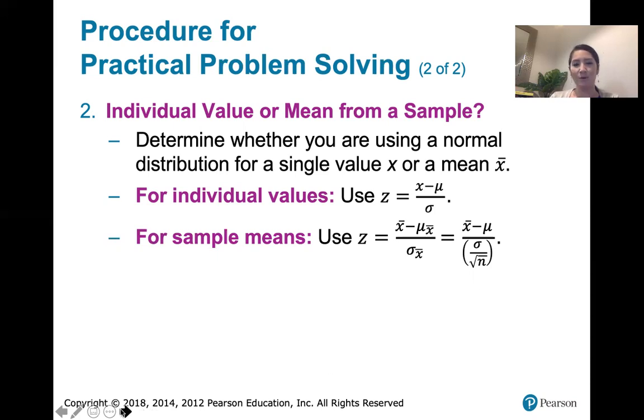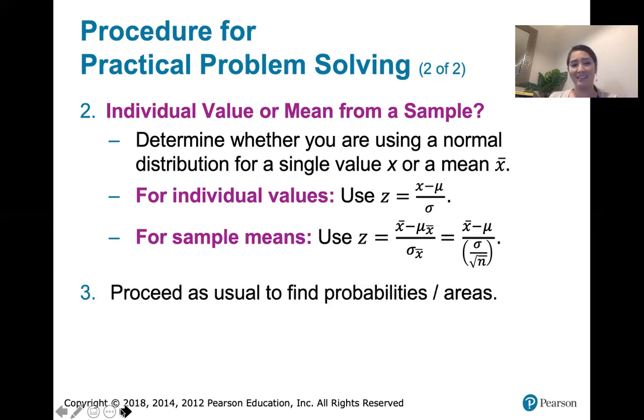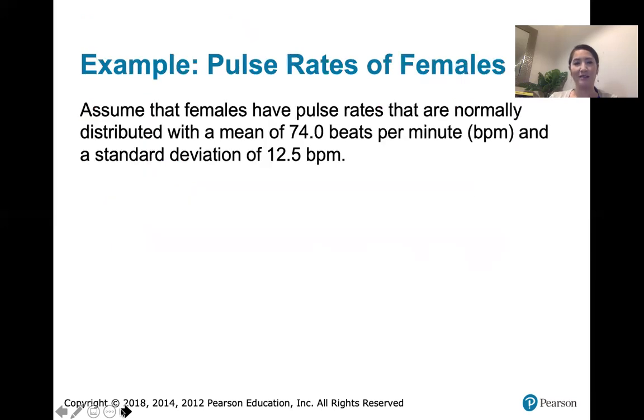Then once you have the z-scores and you've graphed your normal distribution and you've shaded either to the left or the right or in between a couple of values, and you're trying to find that probability, you do exactly the same thing that we did in section 6.1 and 6.2. You're going to find probabilities in areas, either using table A2 or Excel.